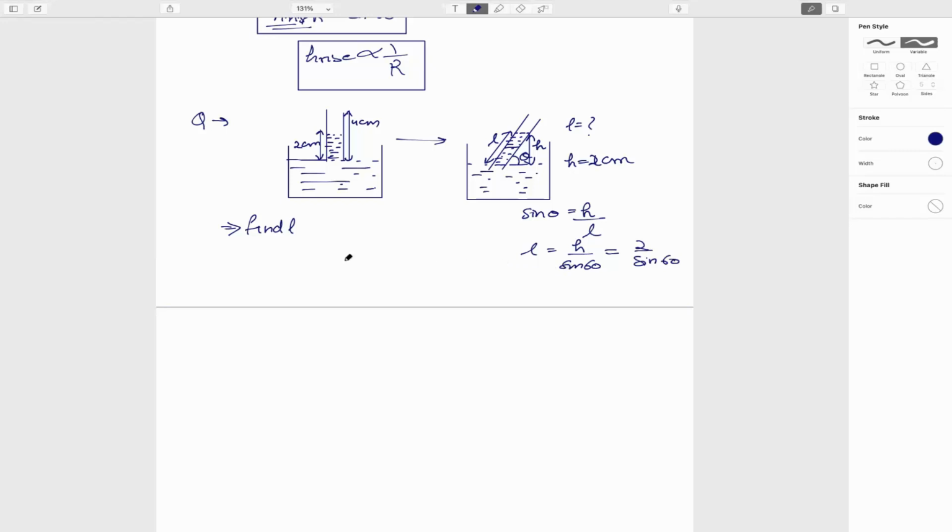Okay. So that's the end of this discussion of mechanical properties of fluids. From tomorrow onwards, we are going to start the thermal properties of material. Okay. Thank you.